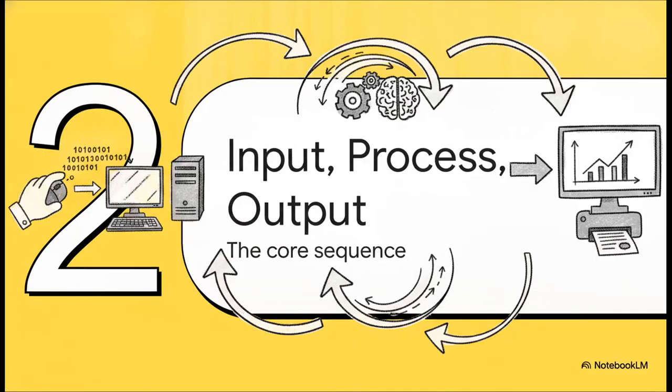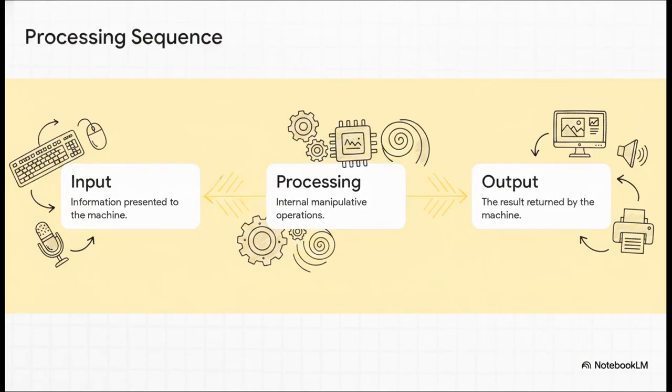Moving right along to Section 2, Input, Process, and Output. Now, every single computer, regardless of its make, model, or design, operates on this one fundamental three-step logical flow. Step 1 is input. This is the information or the raw instructions presented to the machine. Step 2 is processing. These are the internal manipulative operations, basically where the computer acts on those instructions. And finally, Step 3 is output, the returned result that the machine gives back to us. Input, process, output. It's an incredibly elegant logical sequence.